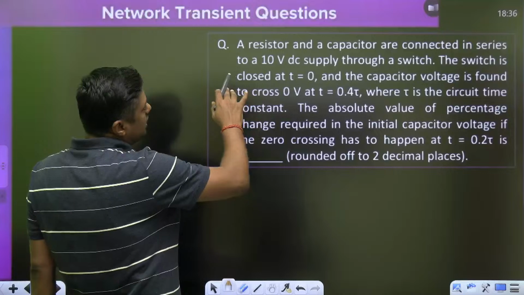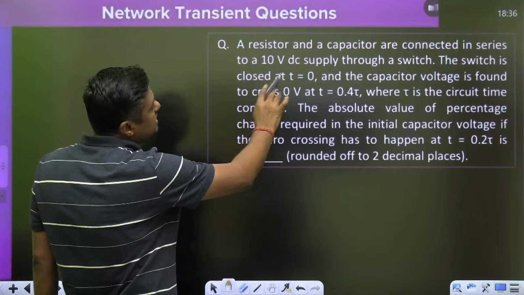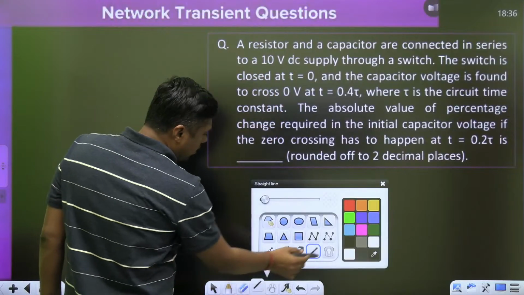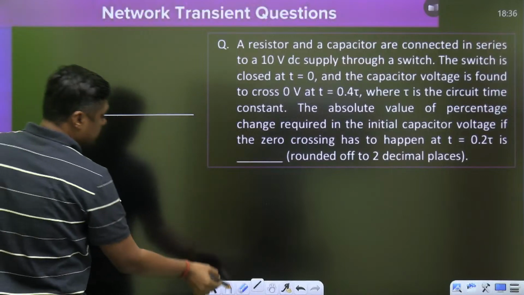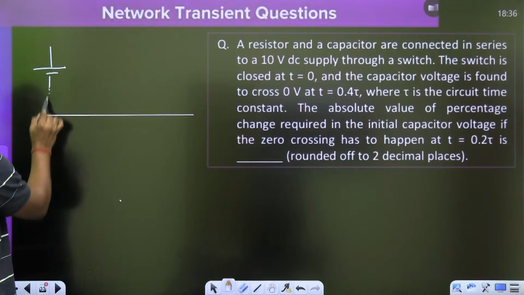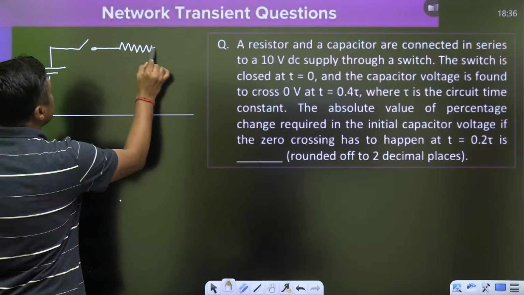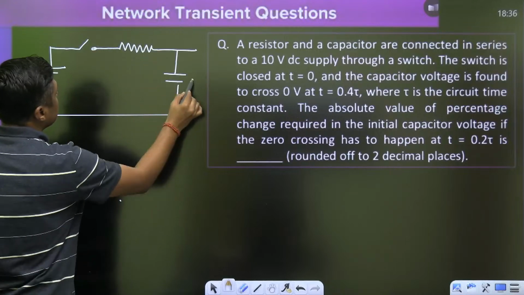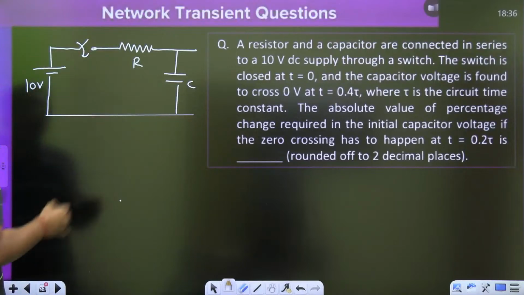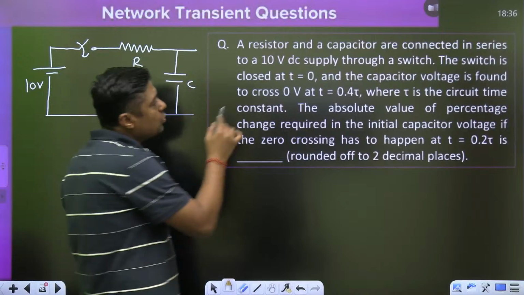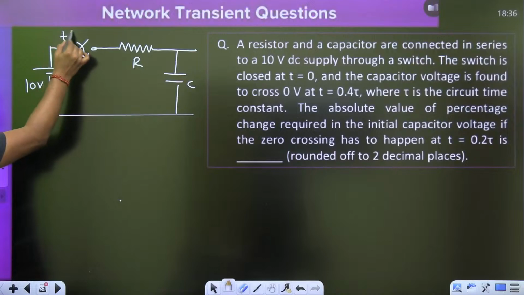Now, the diagram is not given, but you can draw it. A resistor and a capacitor are connected in series with a 10 volt DC supply through a switch. So you can draw the circuit: resistor and a capacitor connected to a 10 volt DC supply through a switch, and this is the switch. Now the first statement is over. The switch is closed at t equal to 0.